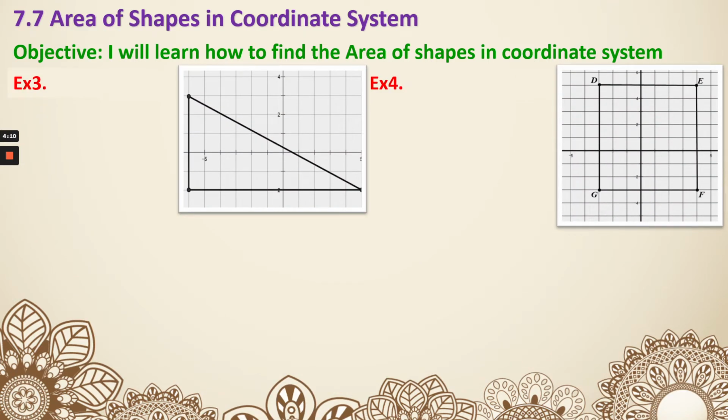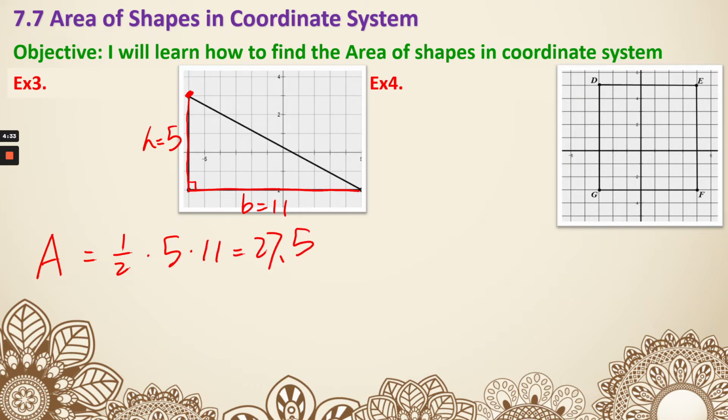Next, example 3. This time, I see 2 sides on the grid. Perfect. That makes this a right triangle. If this is my base, then if I drop a straight line down from this point, it is going to be this line right here. So my base is 11, my height is 5. That means my area is going to be 1/2 times 5 times 11, which is 27.5. That is example 3.